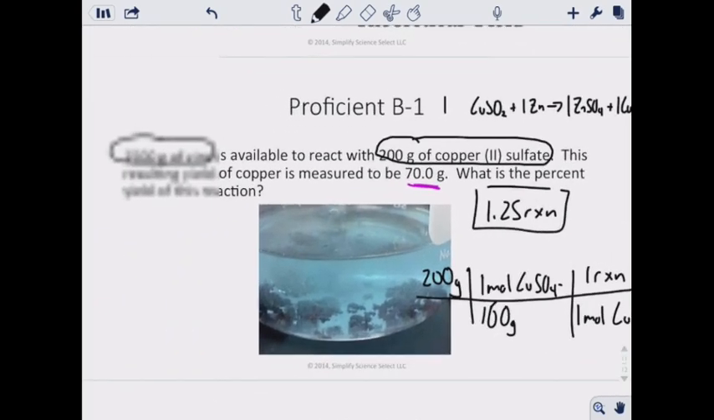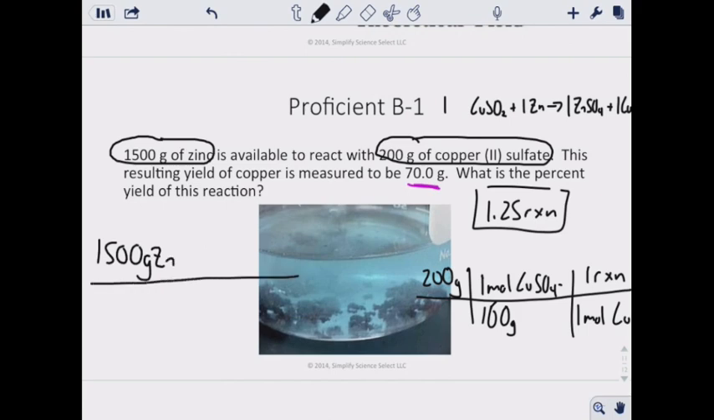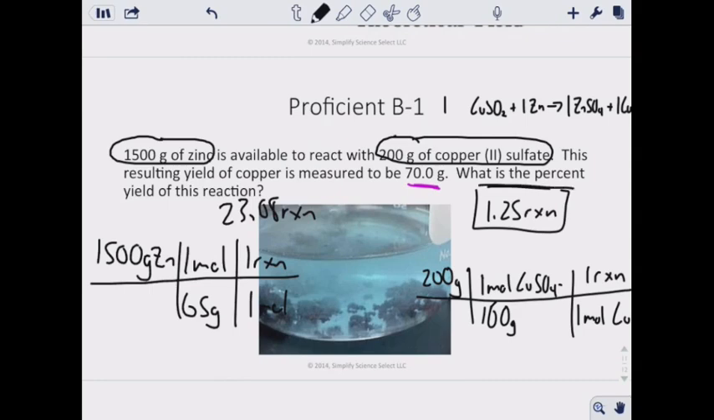And then if we look at our zinc, we now have 1,500 grams of zinc, and we use its molar mass, which is 65 grams in 1 mole, and it's 1 mole in 1 reaction. When we look at this, zinc is going to be 23.08 reactions, which is what we thought because there's such a large difference between 200 grams and 1,500 grams. So we know that we have a reaction of 1.25 reactions.